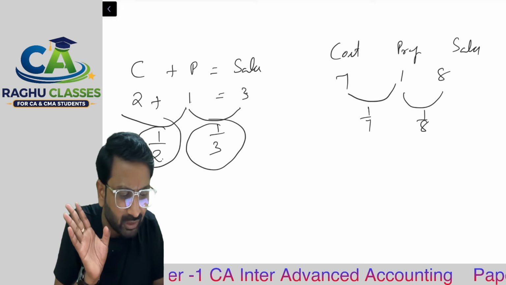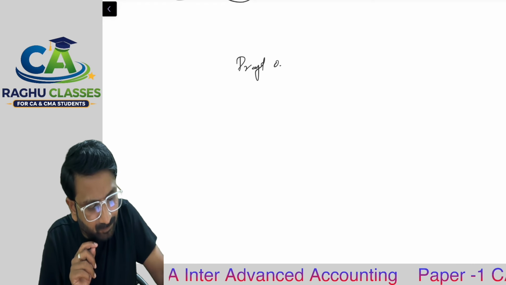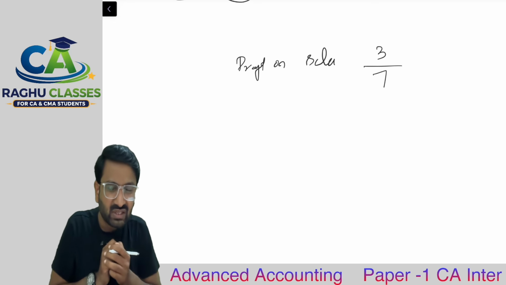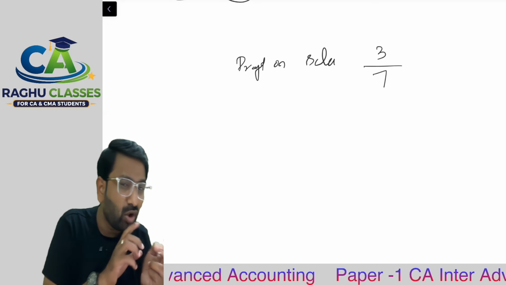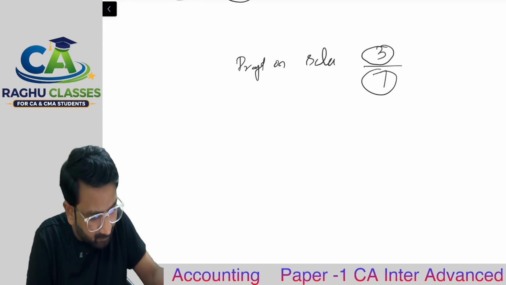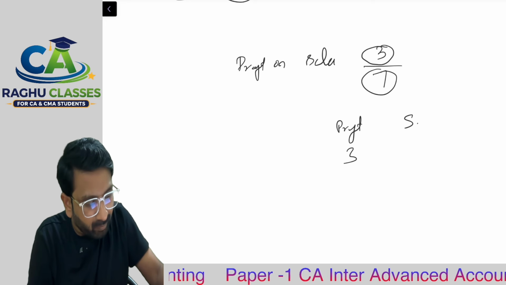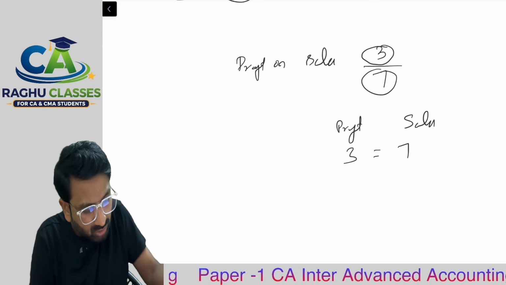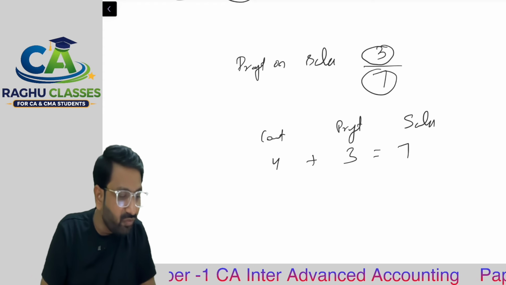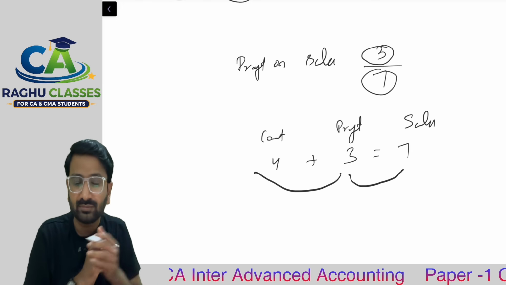Now, based on this, you should be able to tell me, let's say, I say profit on sales is 3 by 7. Now, how much is going to be the profit on cost? Now, when I say profit on sales is 3 by 7, my profit is 3, my sales will be 7. So I'll do the reverse calculation. Therefore, my cost is going to be 4. So if profit on sales is 3 by 7, my profit on cost is going to be 3 by 4.